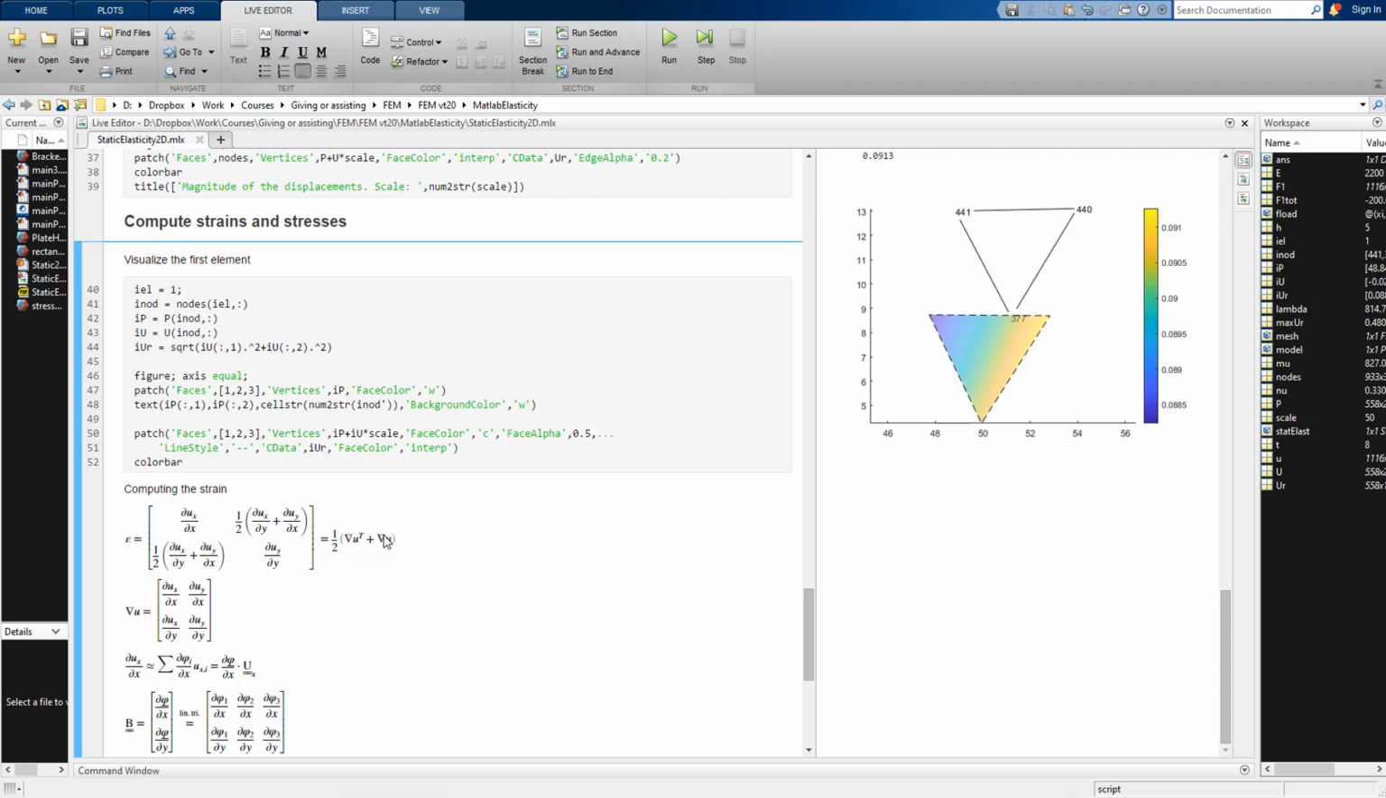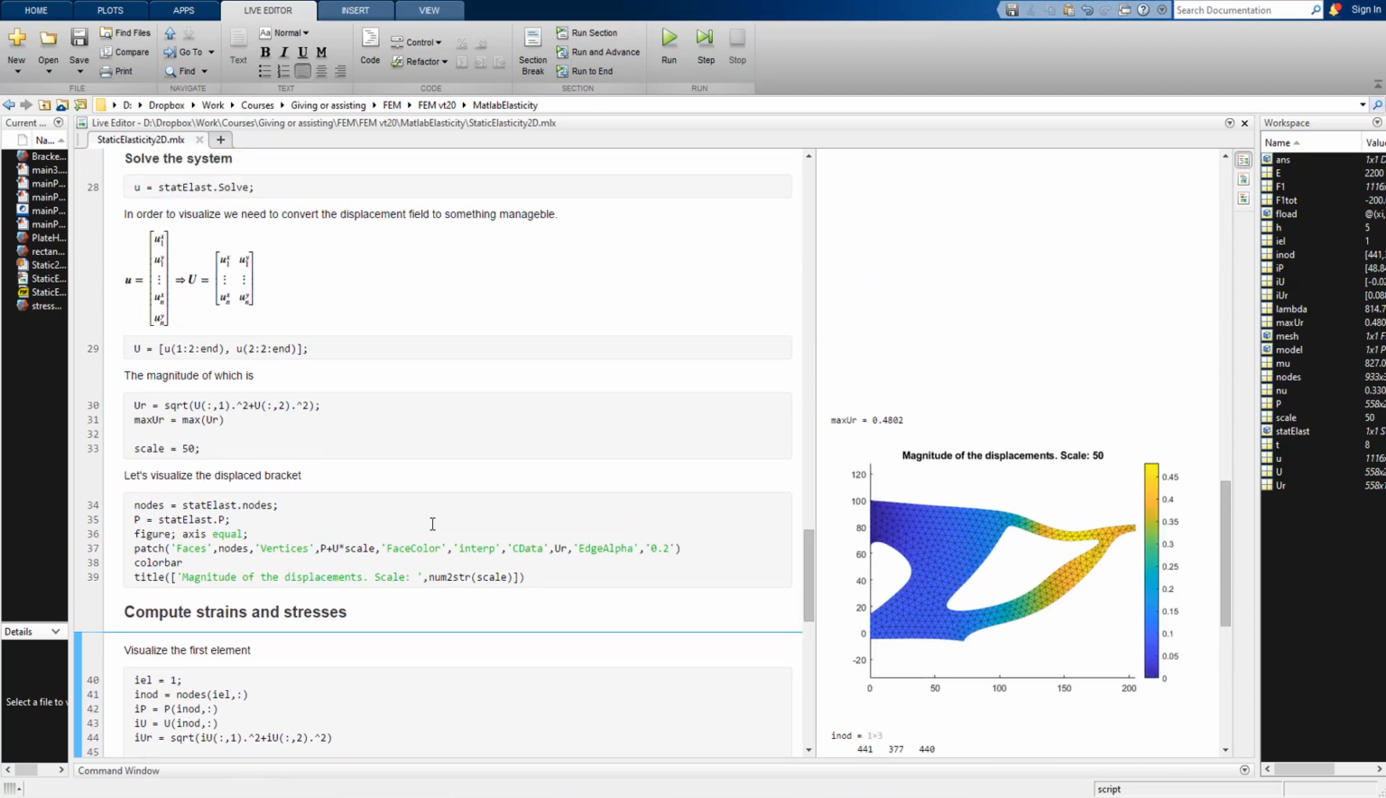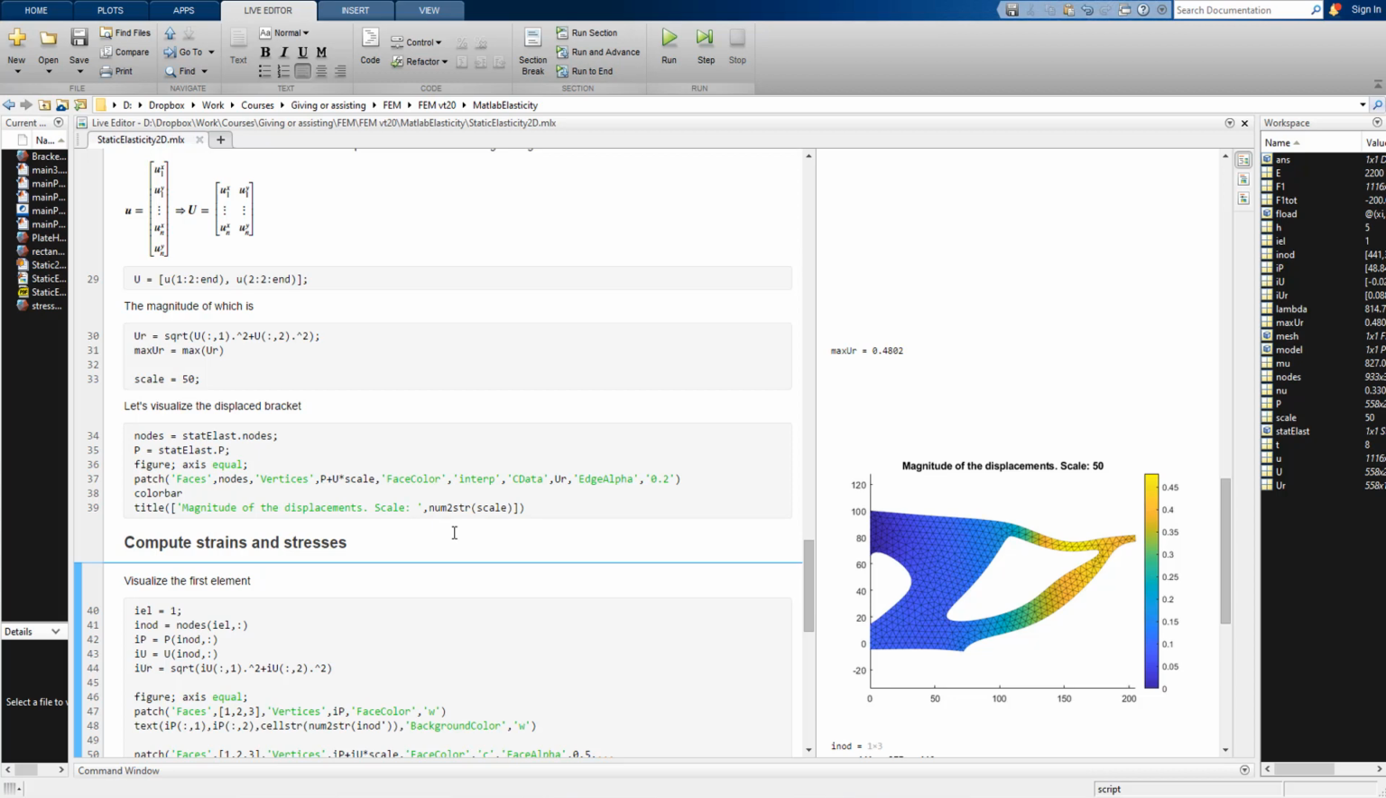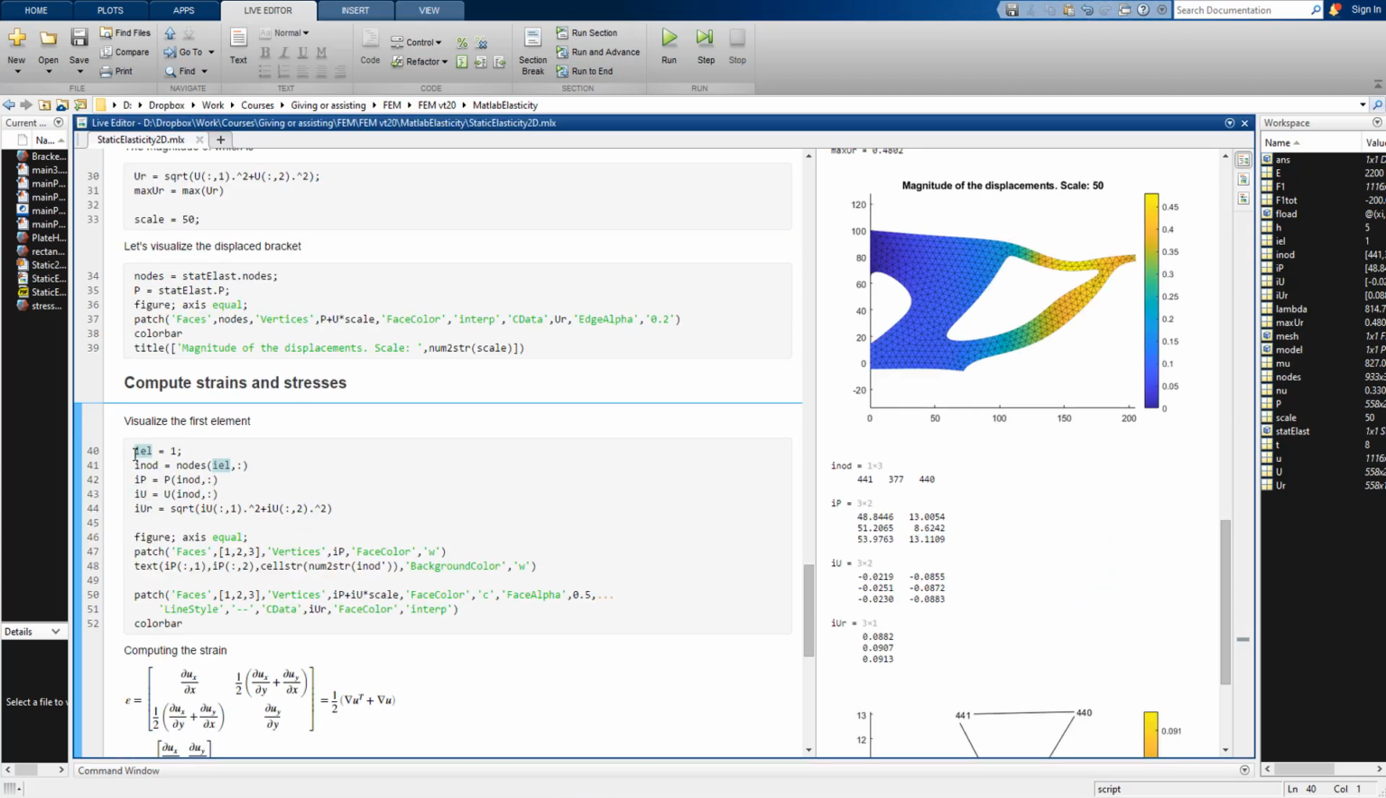Alright, now that we have the displacements for this particular linear elastic static problem, we can go on and compute the strains and stresses. In order to do this, we will first look at one element. What I did here was I created the variable IEL, set it to 1, because I want to extract the nodes from the first element, and this is how I do that.